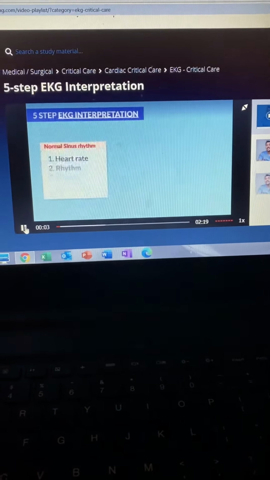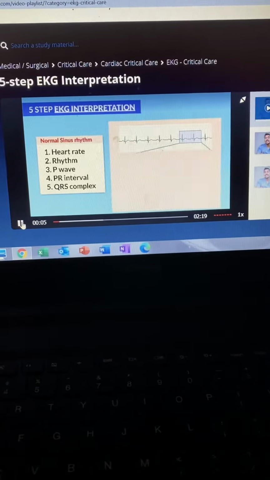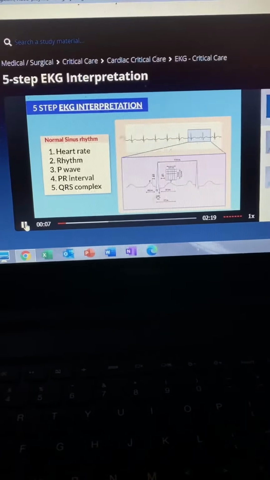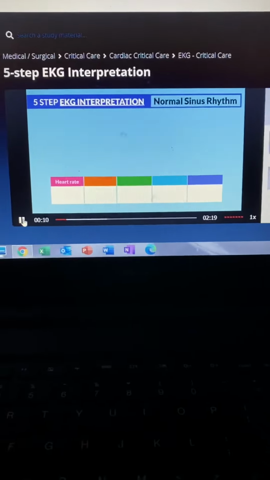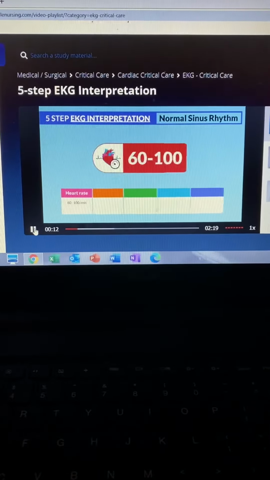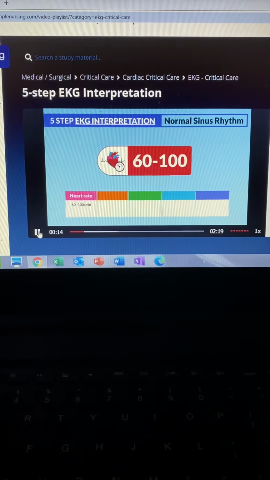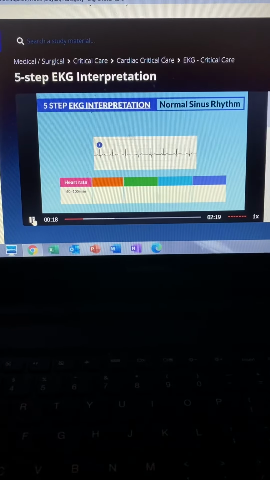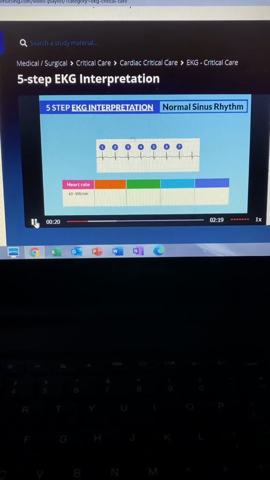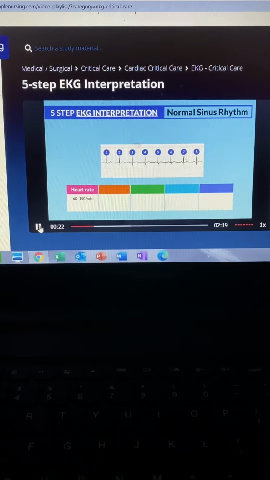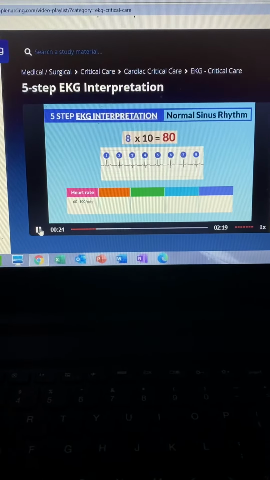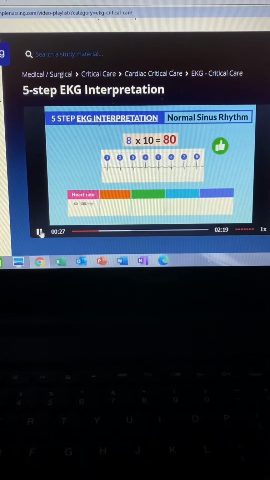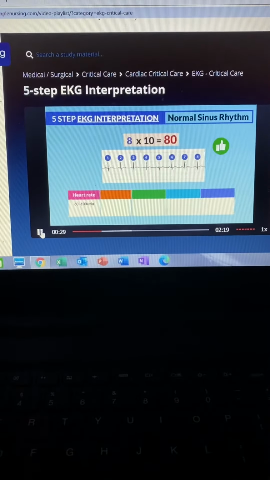Interpretation. Use these 5 steps to interpret any rhythm in 15 seconds or less. Step number 1 is all about the rate. Between 60 to 100 is normal sinus rhythm. Simply count the R peaks. So we have 1, 2, 3, 4, 5, 6, 7, 8. Then multiply by 10, so that's a heart rate of 80. Perfect. The rate is between 60 and 100.